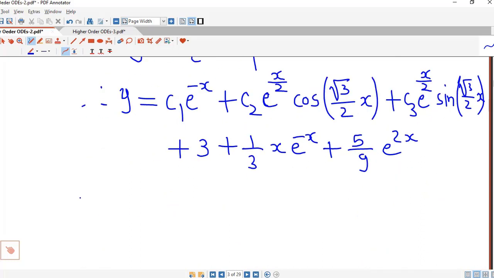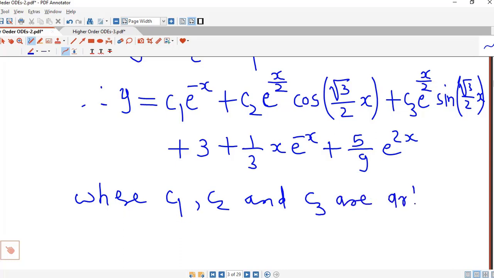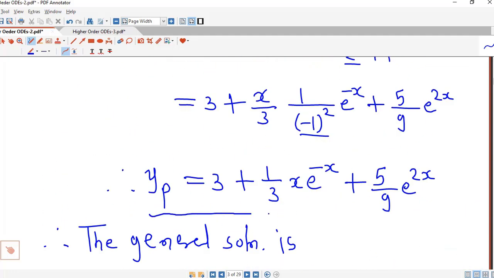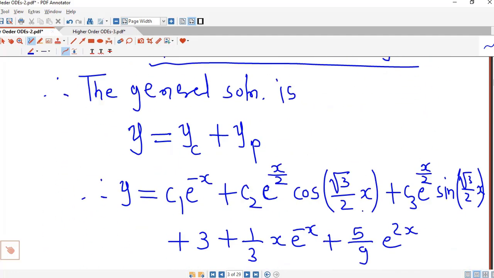And here c1, c2, c3 are arbitrary constants, and we should take care that our particular solution or particular integral must be free from arbitrary constants.